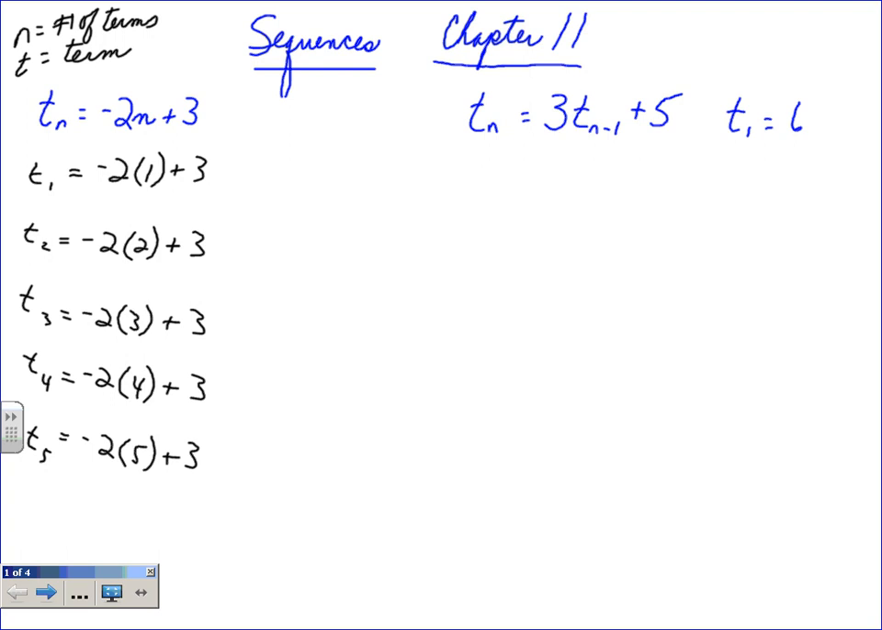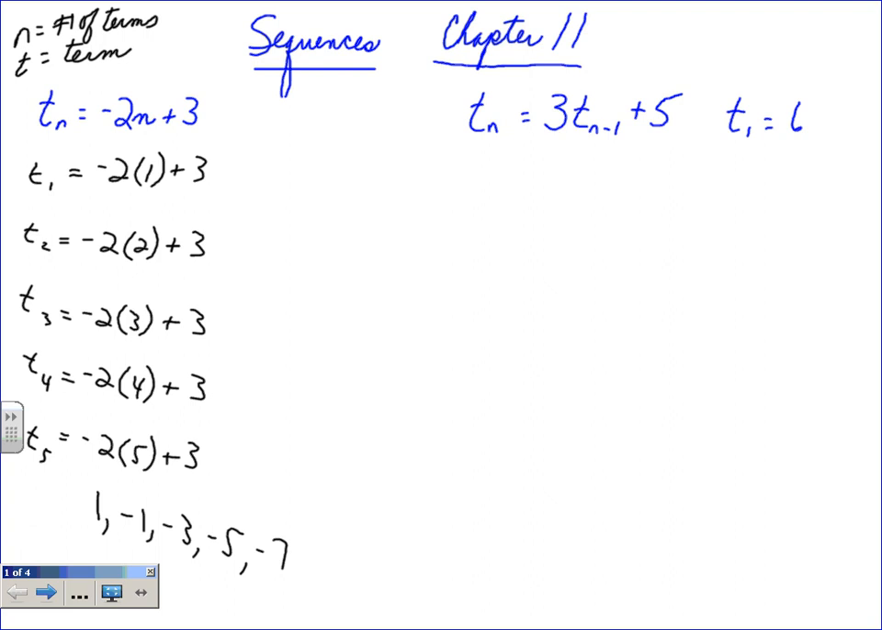Okay, so the first 5 terms of this sequence, well, let's see, negative 2 times 1 is negative 2 plus 3. The first term is 1. The second term, negative 1. Negative 2 times 2 plus 3. Then negative 2 times 3 plus 3. Negative 2 times 4 plus 3. And negative 2 times 5 plus 3. Okay, and that's our sequence. First 5 terms of that sequence. That's easy enough.